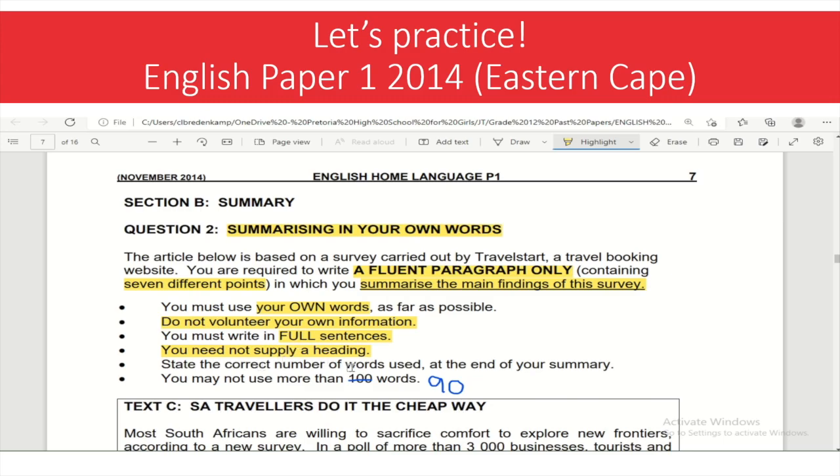Then you need to state the correct number of words at the end of your summary, and you may not use more than 90 words. Now, I know that it says 100 over there, but this paper is quite old. Usually, and what it's been changed to now, is 90 words. Okay, so we have read the instructions.